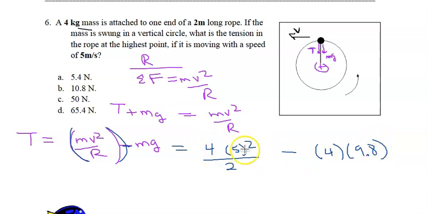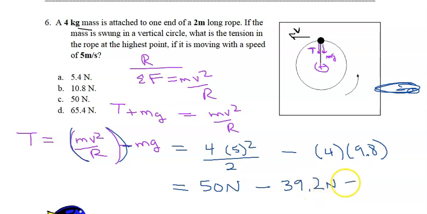Okay, so again, this is the force needed to turn it, but I got an assist from gravity, so I don't need to work 50 newtons. If this were on a table and gravity weren't helping me, then the tension pulling in would have to be 50. But gravity's helping me with 39.2 newtons, so the tension in the rope is reduced to 10.8 newtons, which is B.